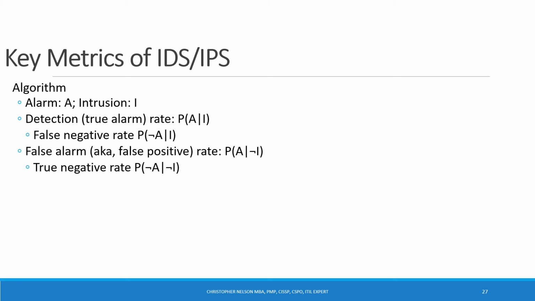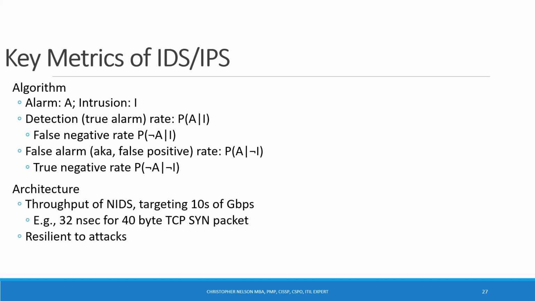What are the key metrics of IDS and IPS? Algorithms, detections, false alarms, architecture, throughput of NIDS, targeting IDS or IPS.